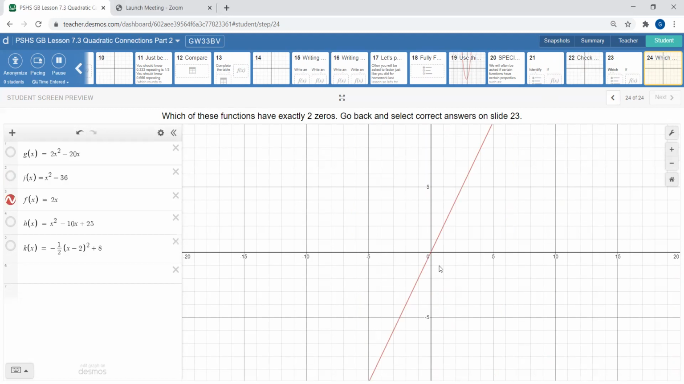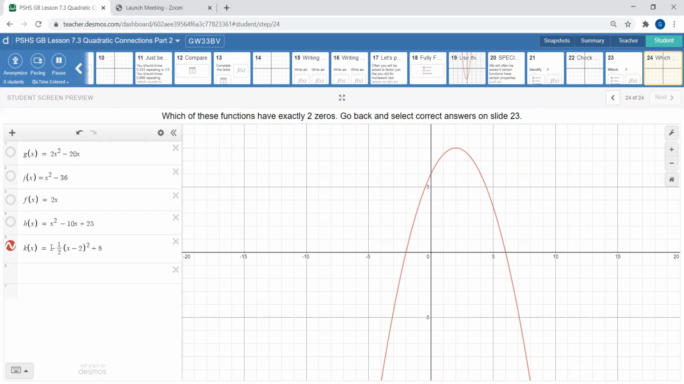This is just a straight line. So no, this only goes through once. Notice there's no squared on this. That's why we don't get the U shape this time. And for this one here, it just touches at 1 point this time. So although it's squared, it doesn't pass through the axis 2 times. So the last one, this one does go through 2.